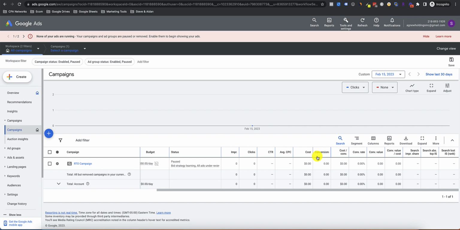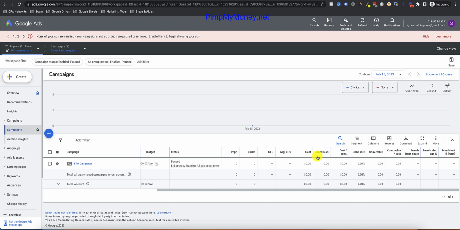Conversion value will be your revenue. A conversion value divided by cost is your return on ad spend. So if my cost is 500 and my conversion value is 1,000, my return on ad spend is 2, okay? A conversion value divided by cost of 1 or higher means you're profitable, or lower than 1 means you lost some money, okay?